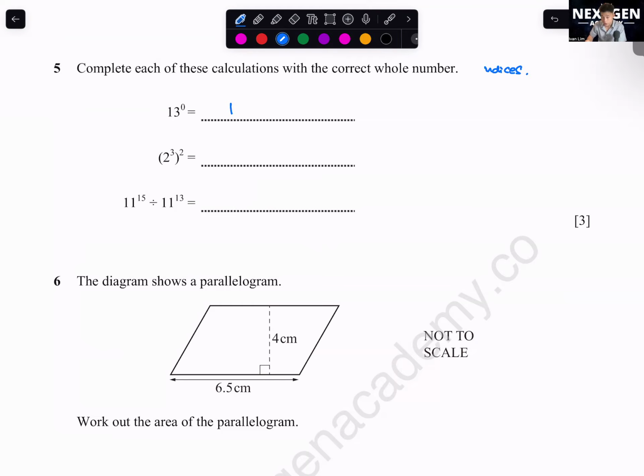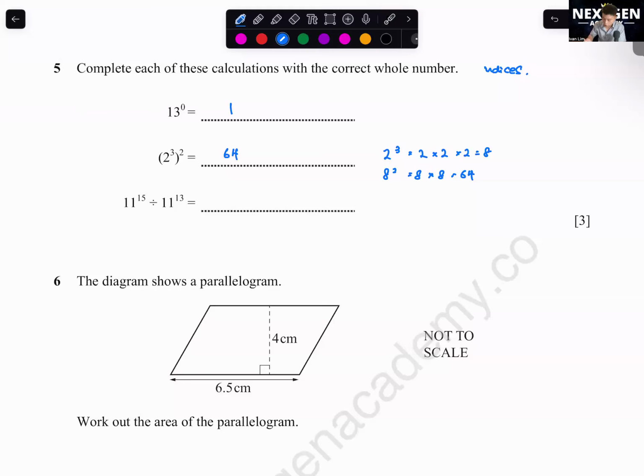Okay, so we need to do 2 steps. You can either multiply the power first, or you can find what is this value inside here first. Okay, what's 2 cubed? So 2 cubed is 2 times 2 times 2 equals 8. So this one is 8 squared. What is 8 squared? 8 times 8, 64. Okay, so this one is equal to 64.